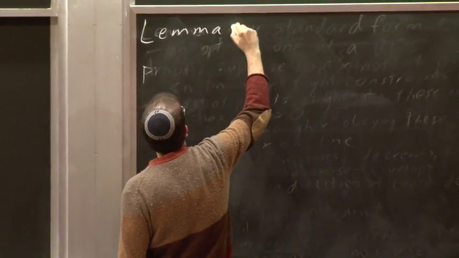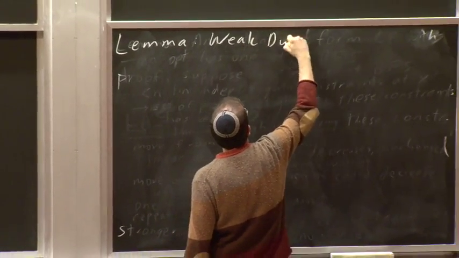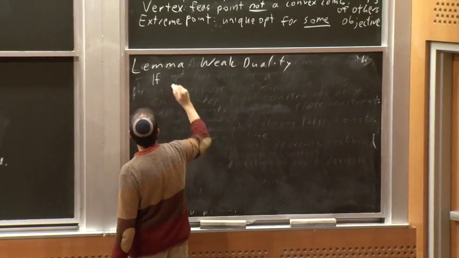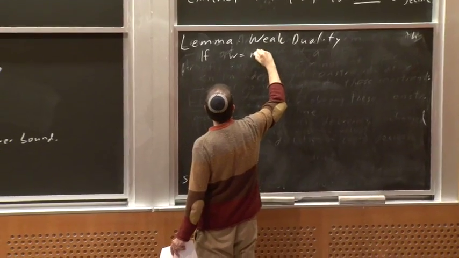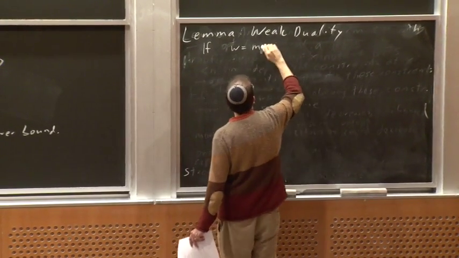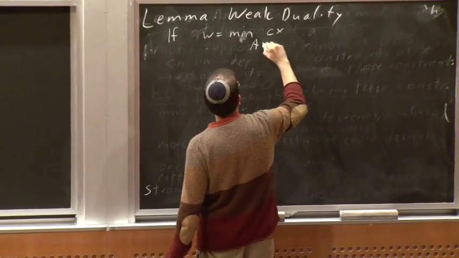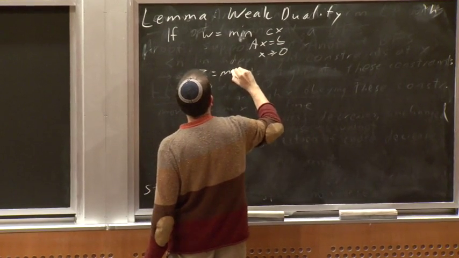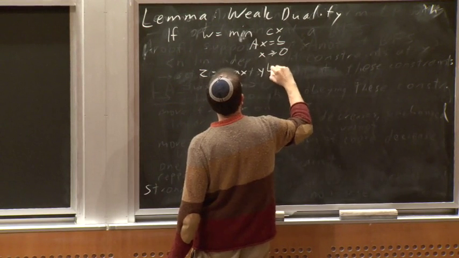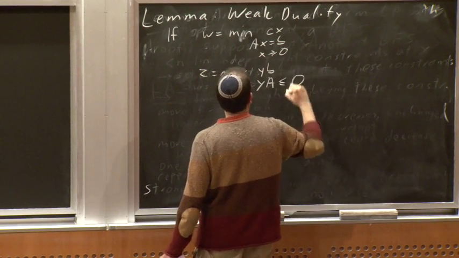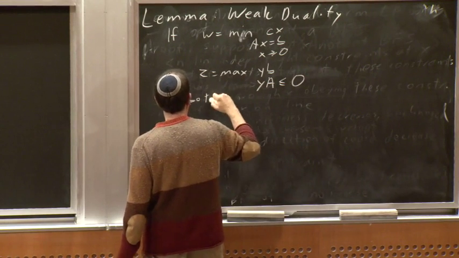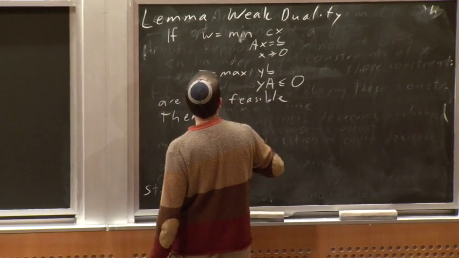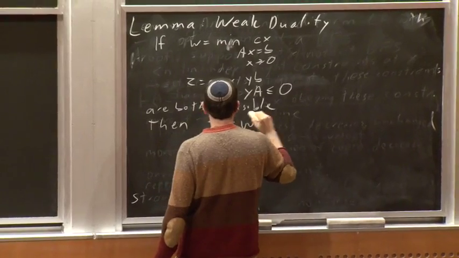So our weak duality lemma says that if we have w, which is equal to the max or min of cx such that ax is equal to b and x greater than or equal to 0, and z is equal to the maximum of yb such that ya is less than or equal to c, if these are both feasible, then z is less than or equal to w.